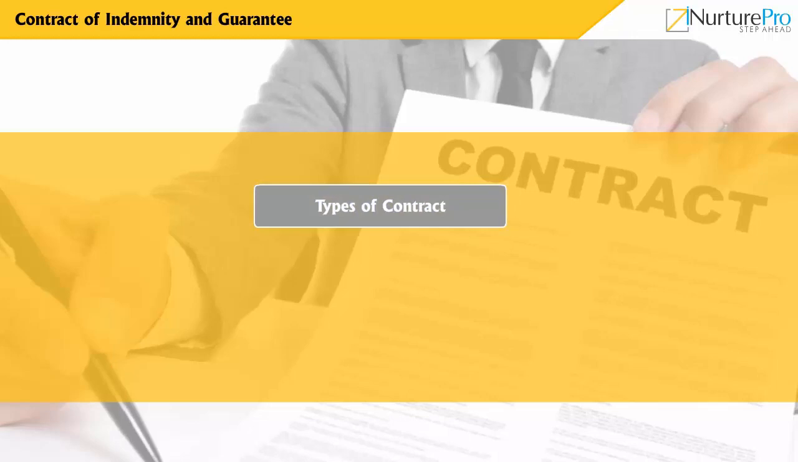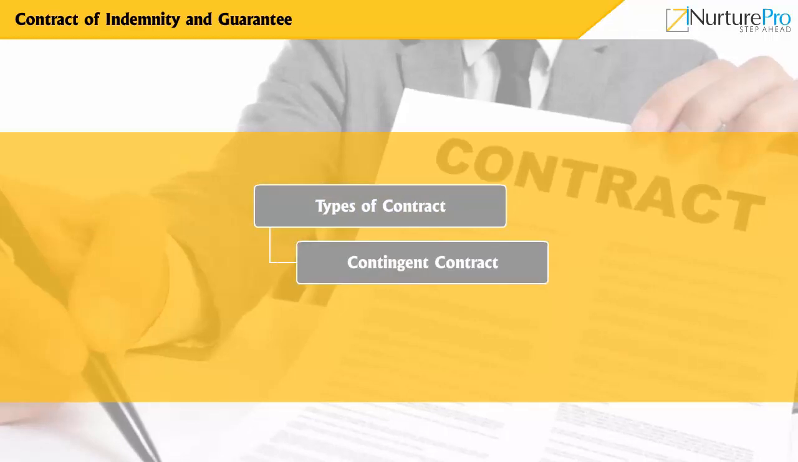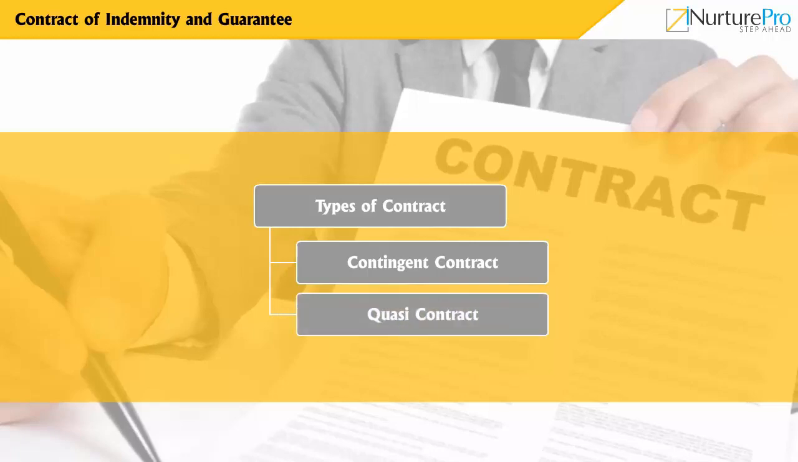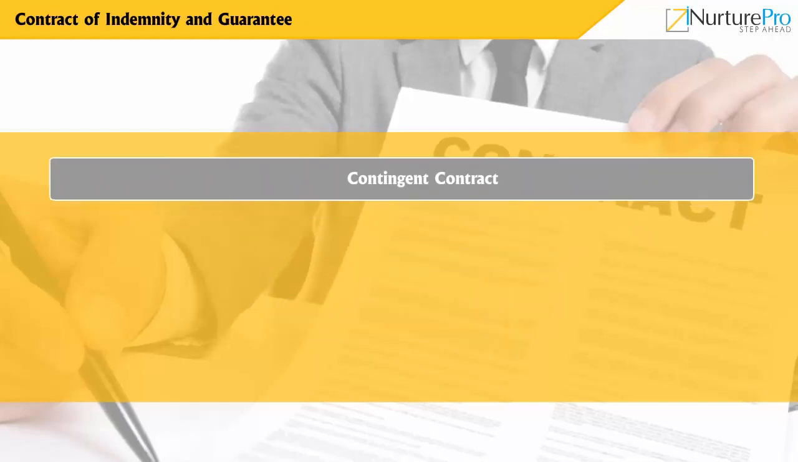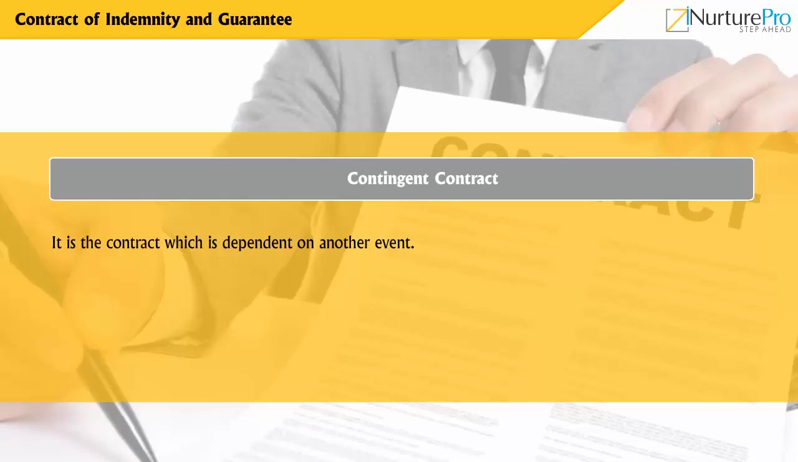There are two types of contracts related to business laws: contingent contract and quasi contract. Let's see each type of contract in detail. Contingent contract is the contract which is dependent on another event.